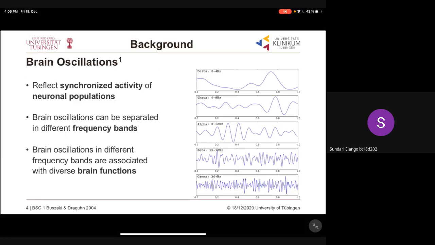So, introducing brain oscillations. I think most of you already know that. Brain oscillations mainly reflect synchronized activity of neuronal populations. You have a bunch of neurons that are firing in a synchronized way, which can give rise to different kinds of brainwave patterns. These are usually segregated into different frequency bands, as you can see on the right panel. For this talk, we will be mainly focusing on the theta band, which ranges from 4 to 8 hertz, and the alpha band, which ranges from 8 to 12 hertz. We know that these brain oscillations are associated with different brain functions, and you will see this later on in the slides.